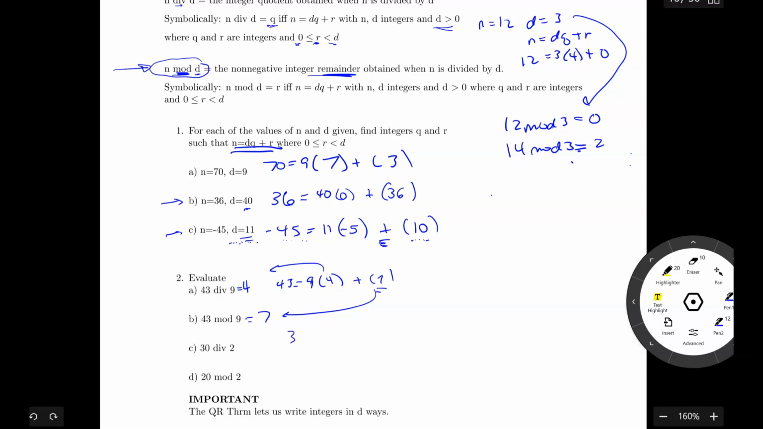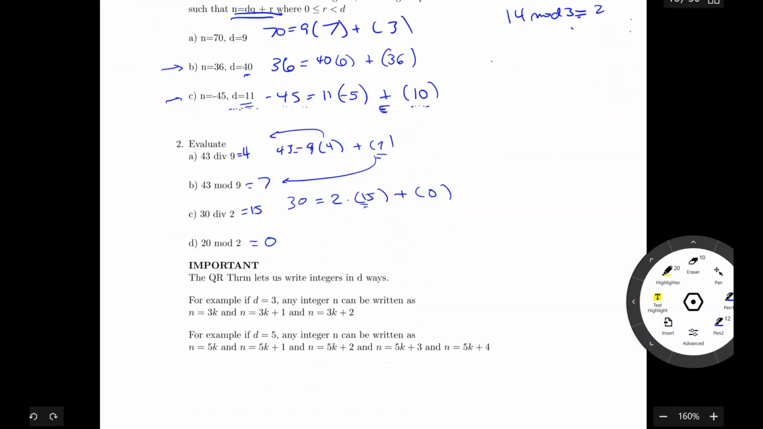30 div 2. So 30 is equal to 2 times something plus something. So I can see this is 15 and this is 0, right? So this is equal to 15. That's the number of divisors that fit inside. And this is 0.